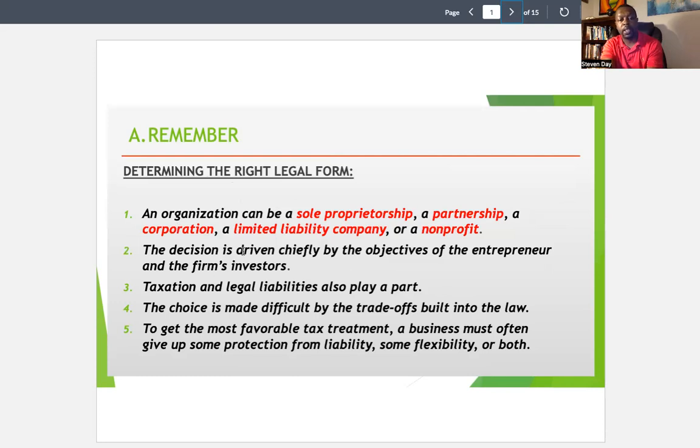Number 2, the decision is driven chiefly by the objectives of the entrepreneur and the firm's investors. Taxation and legal liabilities also play a part. So depending on which form you choose, you'll be taxed accordingly. They all have different nuances as far as taxation is concerned. The choice is made difficult by the trade-offs. And lastly, to get the most favorable tax treatment, a business must often give up some protection from liability and some flexibility, or both.